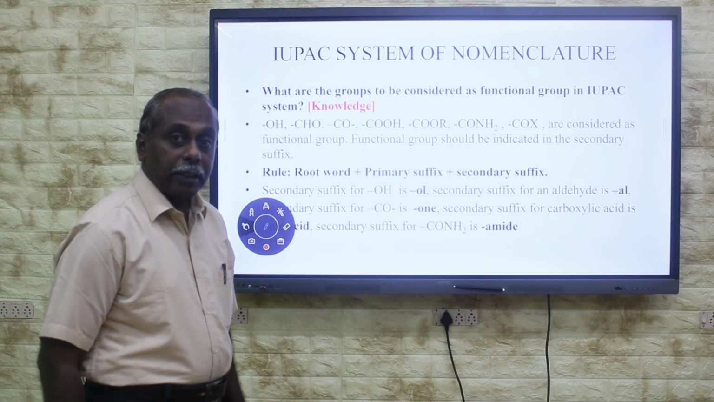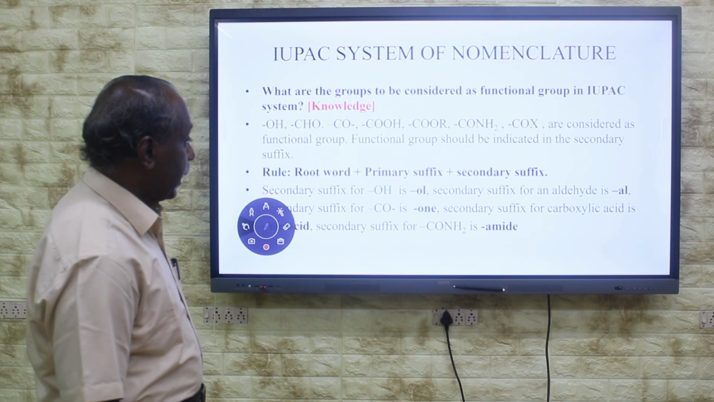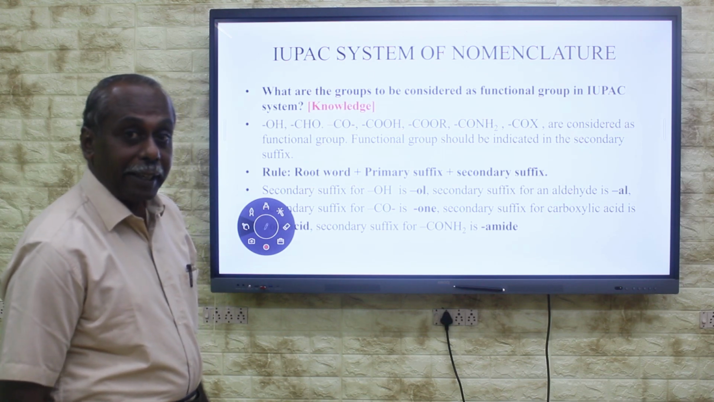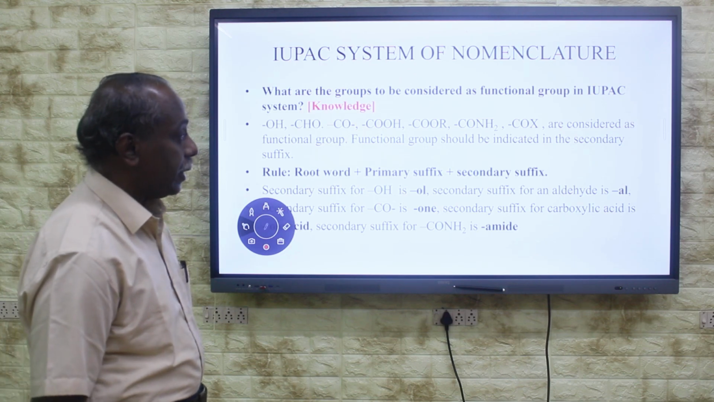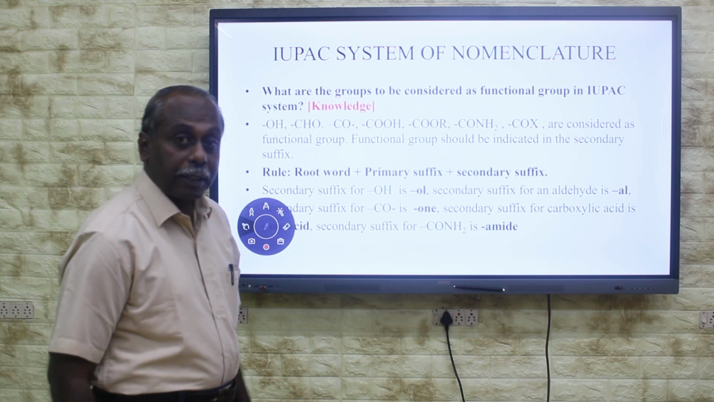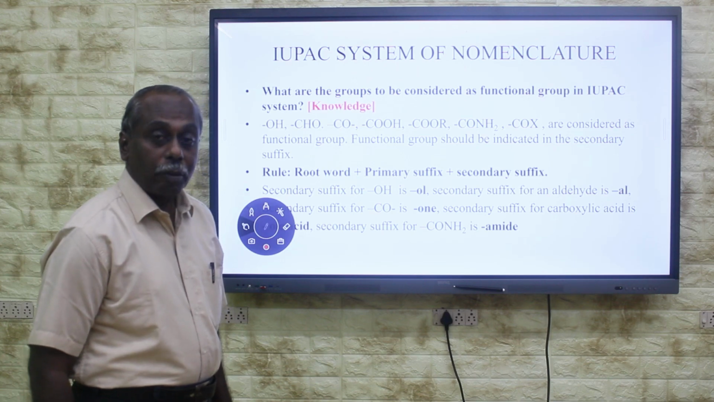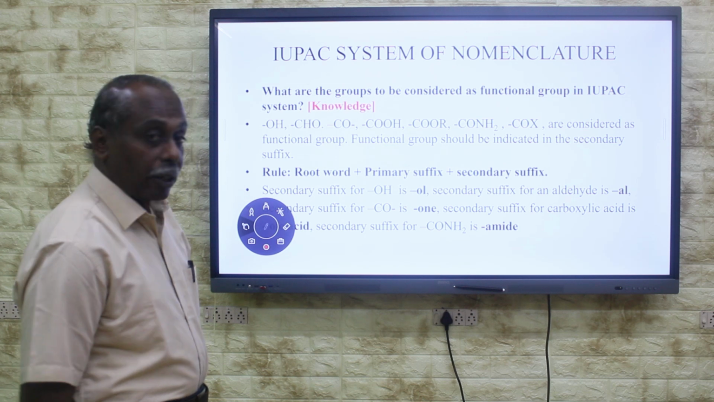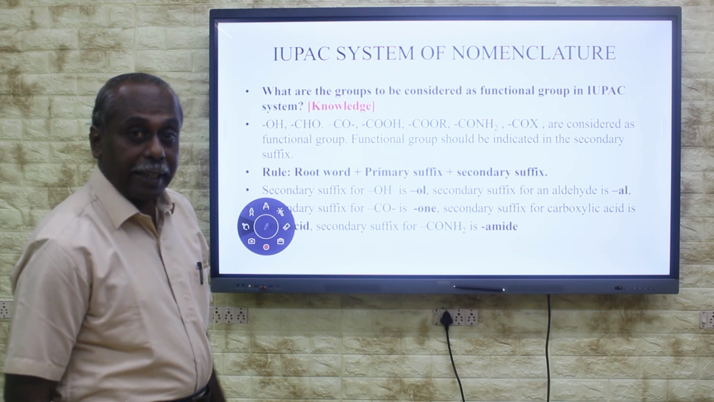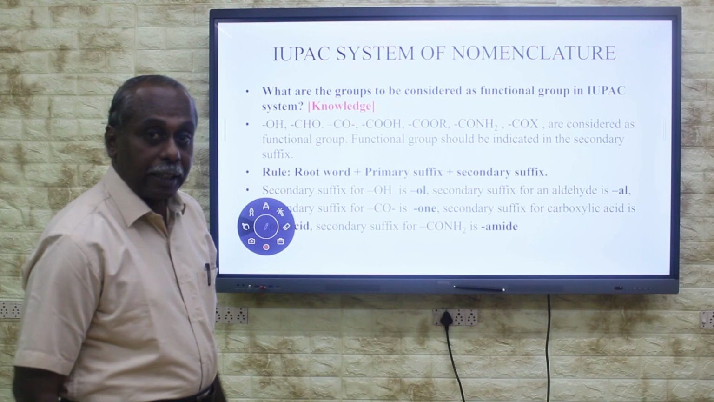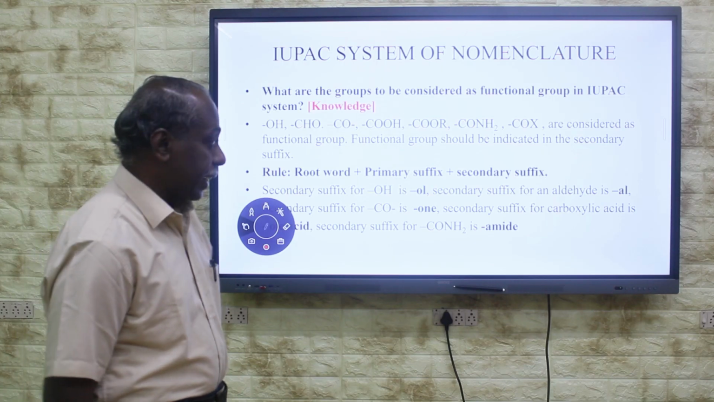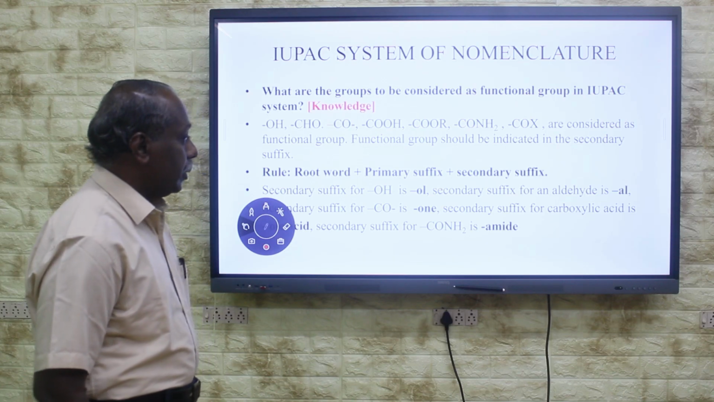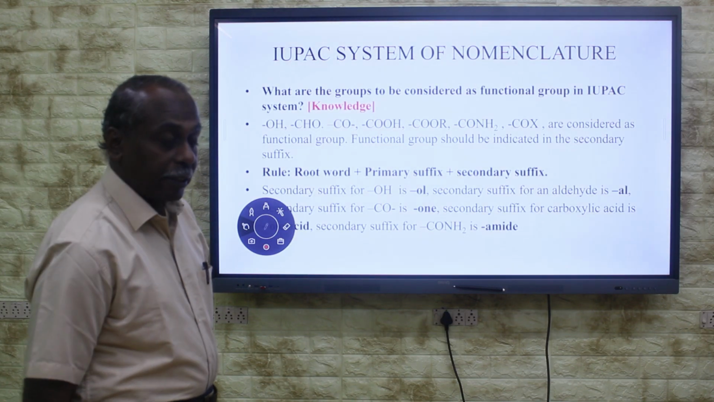If the compound has alcohol, the secondary suffix is OL. If the compound has aldehyde as a functional group, the secondary suffix is AL. If the compound has ketone as a functional group, the secondary suffix is ONE. If the compound has carboxylic acid as a functional group, the secondary suffix is OIC acid. In the case of amide, we add the secondary suffix amide.